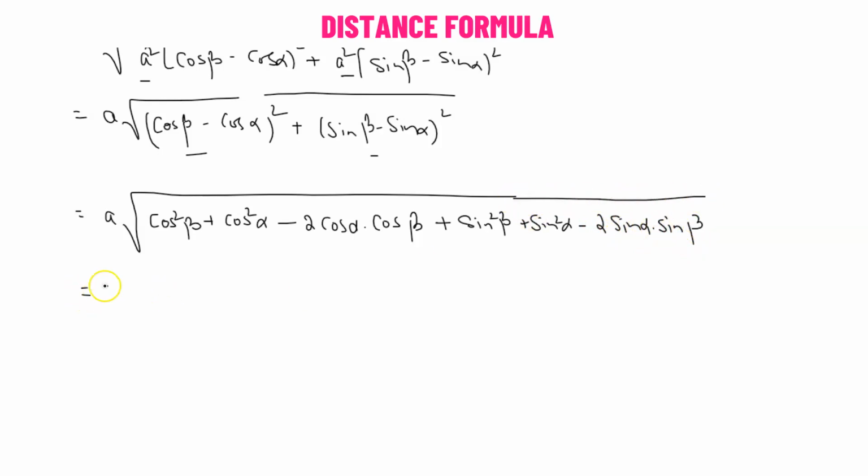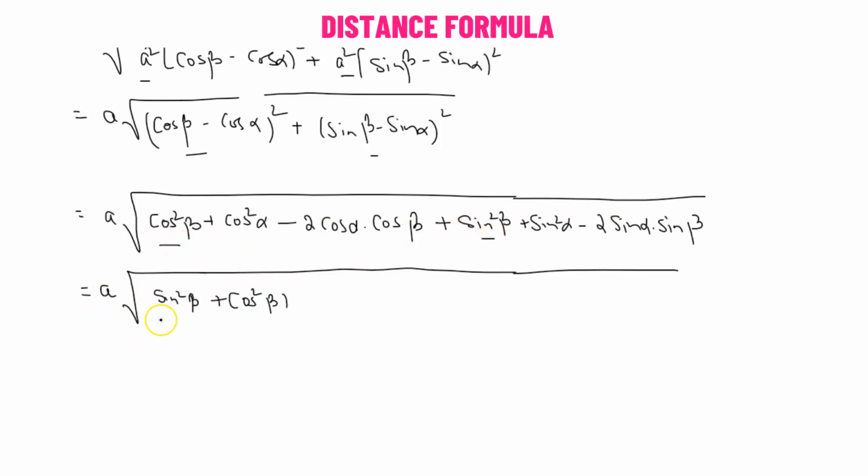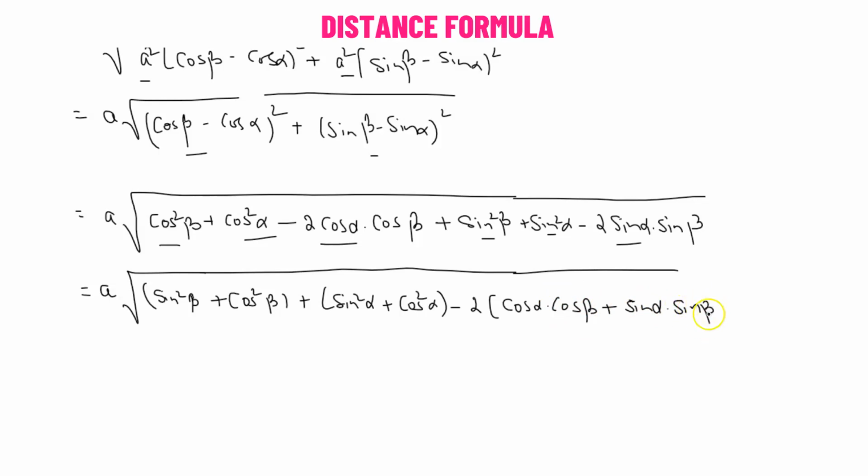So this will be equal to a times square root of, so we're going to combine cosine squared beta with sine squared beta. So let this be one term. Then we have cosine squared alpha added to sine squared alpha. Fine. Next, we're going to combine these two terms by taking minus 2 as the common factor. So we have cosine alpha times cosine beta added to sine alpha times sine beta.